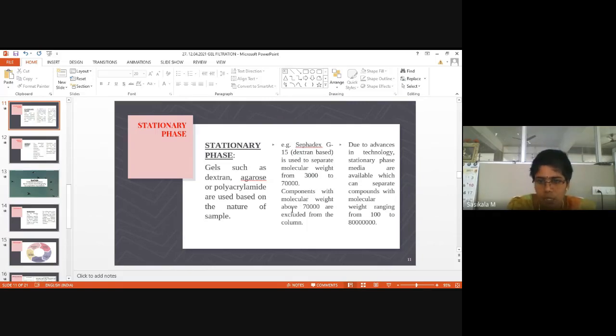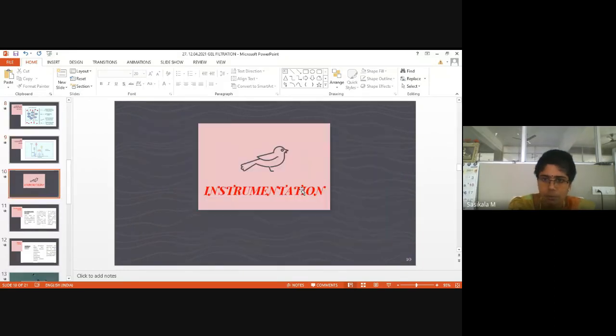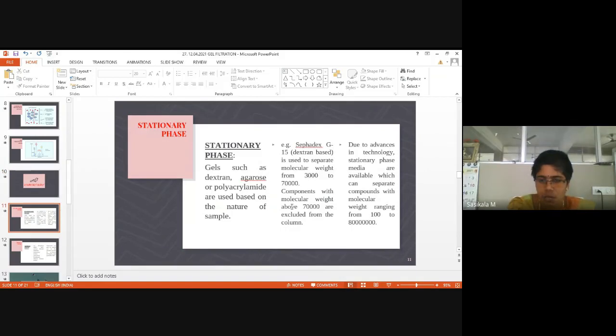And components with molecular weight above 70,000 are excluded from the column. That means it will be excluded. You know what is exclusion and inclusion. Excluded means it will not be included in the gel matrix, it will be excluded, whereas other, smaller particles will be included. So the terms excluded and included you must know. So here, if a molecule has more than 70,000 molecular weight, it will be excluded from the column, so it will be eluted first. Whereas molecules between 3,000 and 70,000 molecular weight will be included in the matrix for separation.